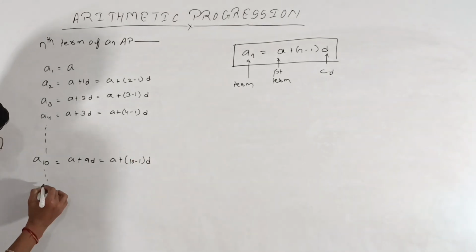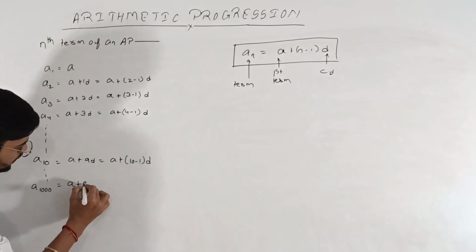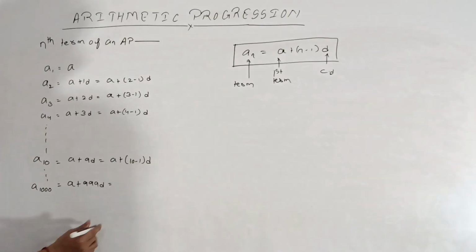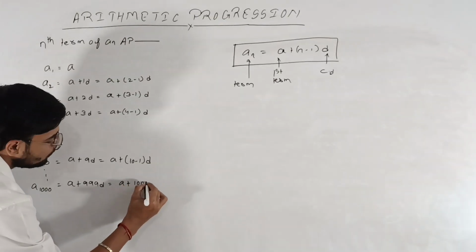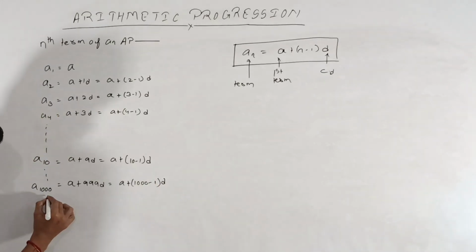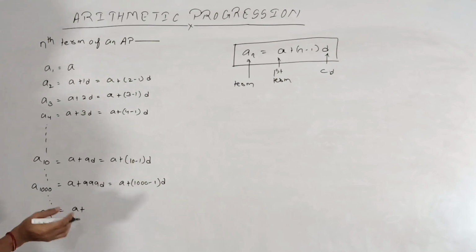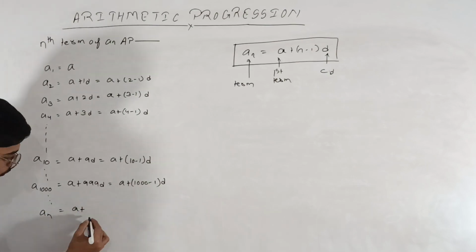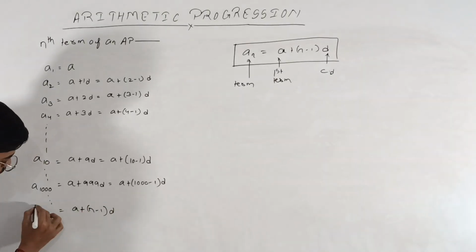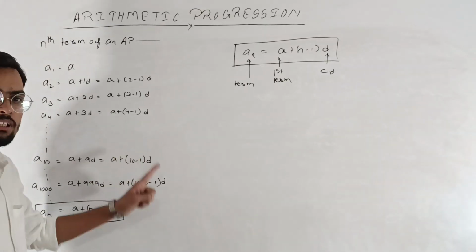Okay, now similarly for the 1000th term, what do I write? A plus 999d, that is equal to a plus 1000 minus 1 into d. Now similarly for the nth term, a plus n minus 1 into d. So this is the formula: the nth term is equal to a plus n minus 1 into d.